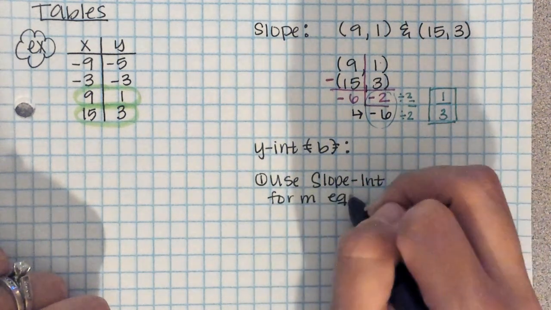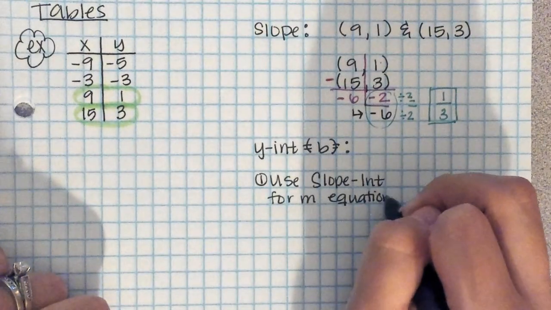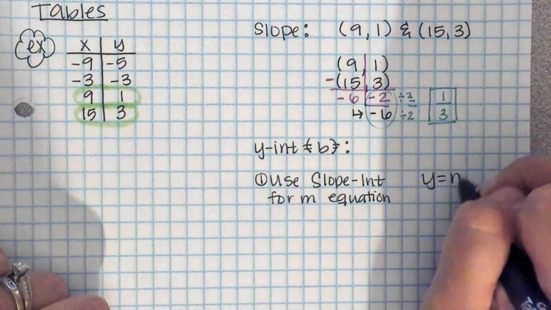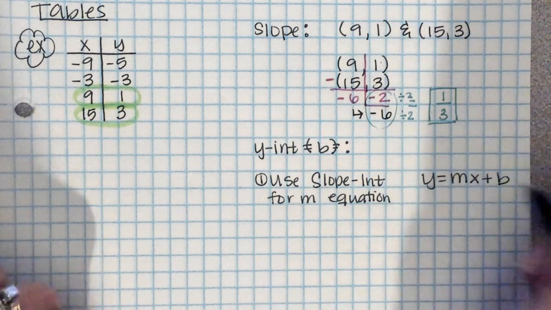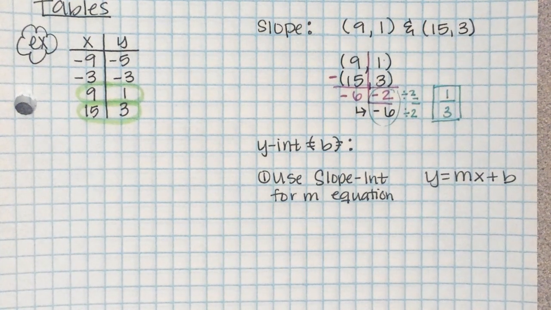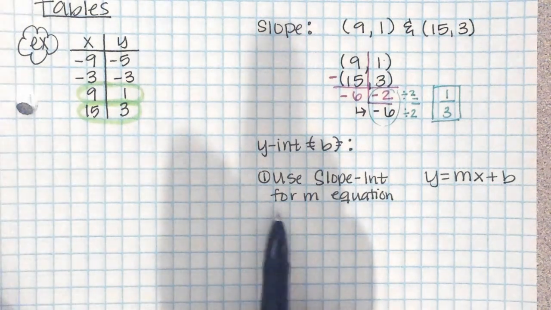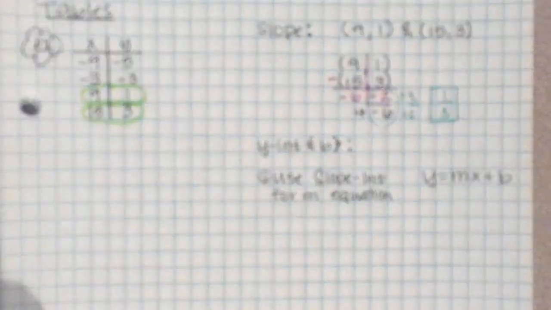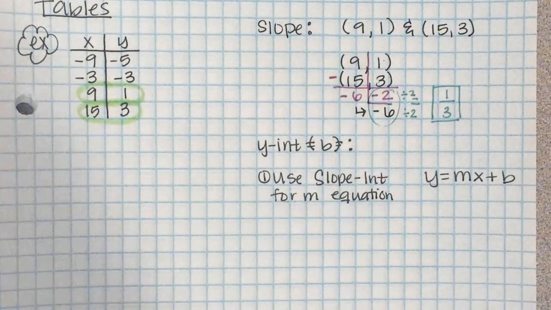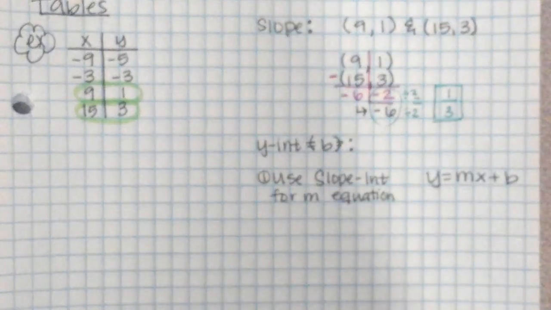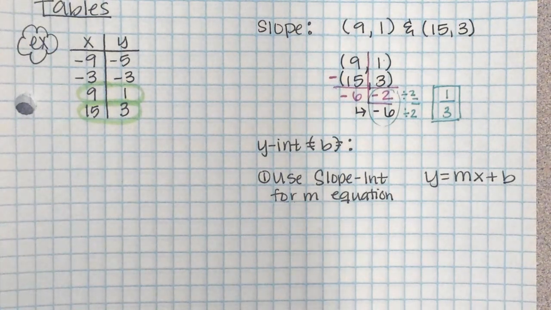Equation. So I'll be using y equals mx plus b. That's supposed to be together. That's supposed to be form, not for m. Sorry. I just wrote them separate. I don't know why.